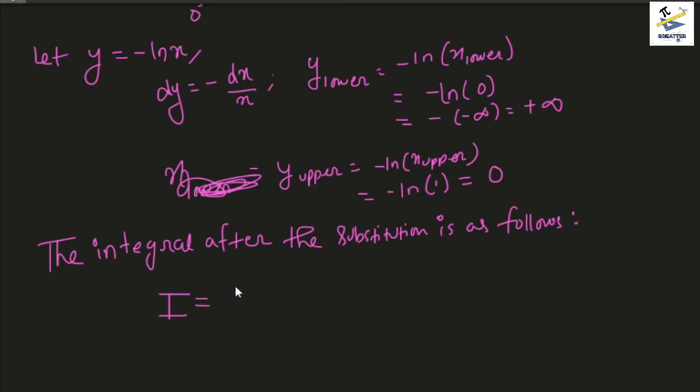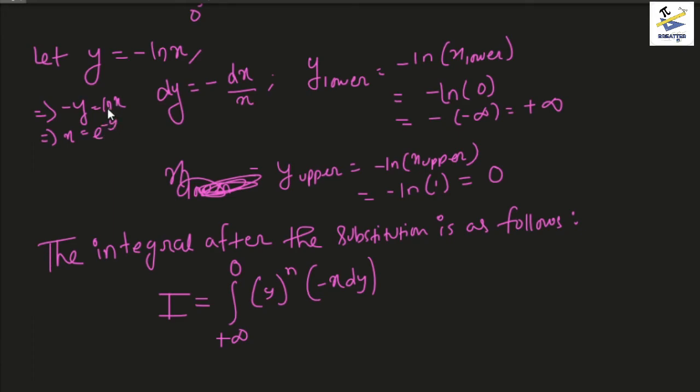I is equal to, so the lower limit is positive infinity, the upper limit is 0, and minus ln x is y, this is to the power n, and dy becomes minus dx by x, or you can say dx is minus x dy. Now we know x here because minus y is equal to ln of x. So x should be equal to e to the power minus y, because ln means natural logarithm with the base e, right?